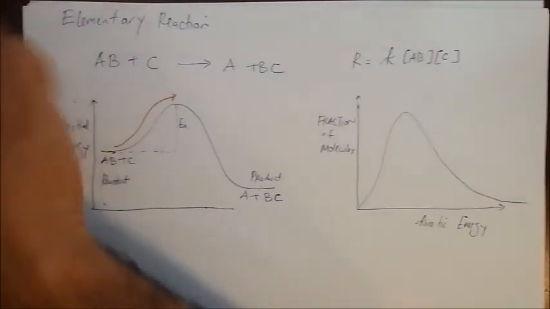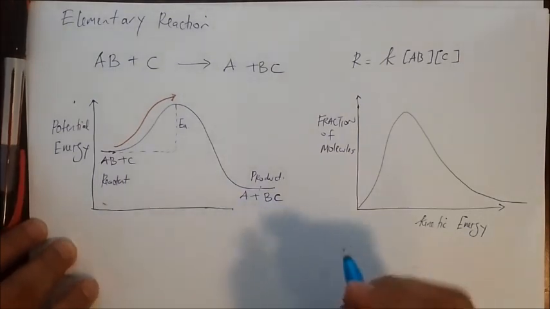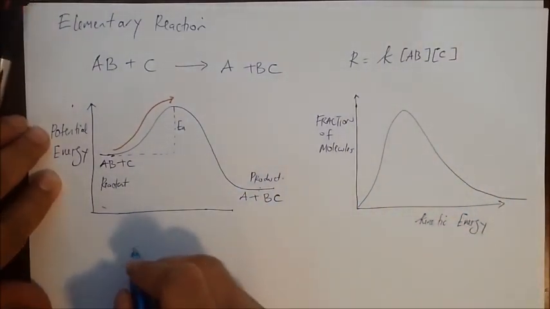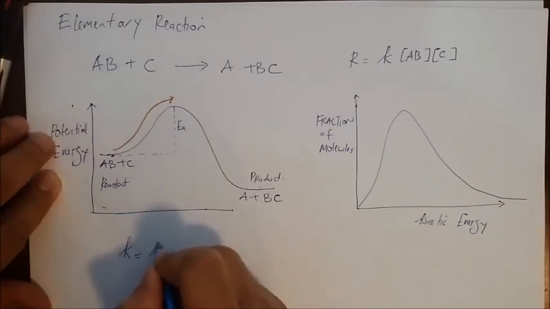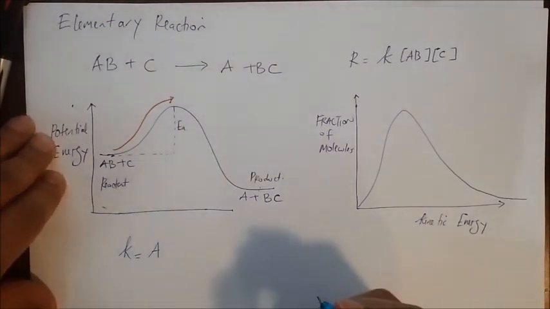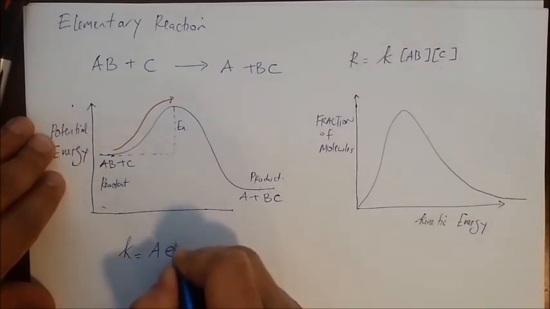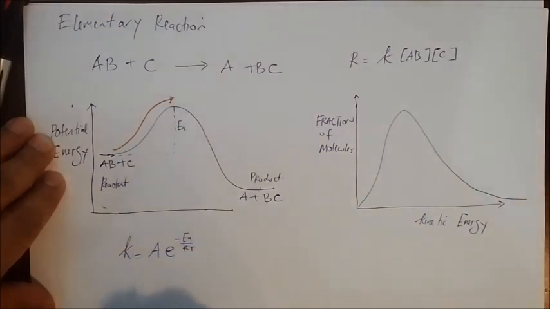Okay, and we have discussed that the reaction rate constant is a function of the pre-Arrhenius constant A times e raised to the power of minus EA over RT, right? R is the gas constant, T is temperature in Kelvin, and EA is the activation energy. So this term is the fraction of molecules that have energy higher than the EA, right?